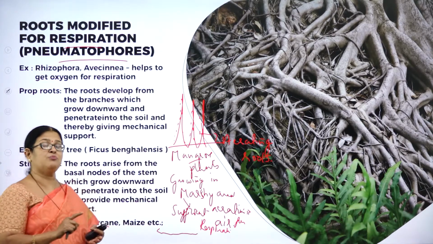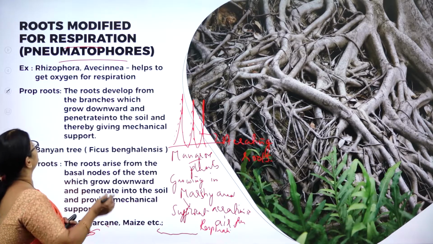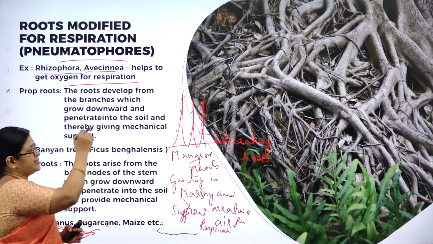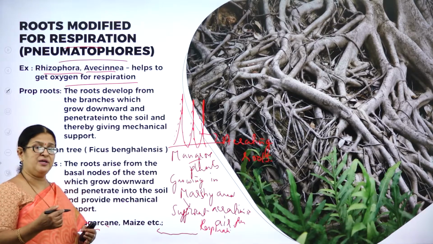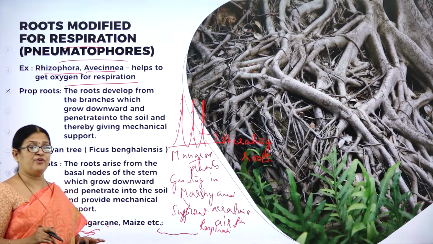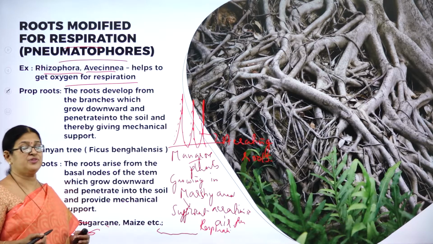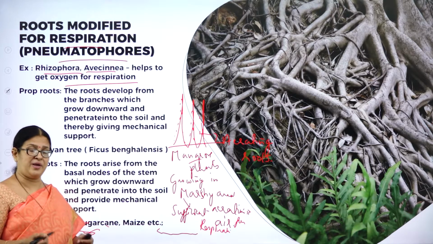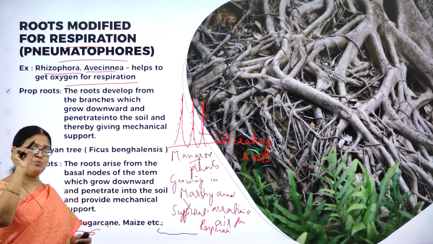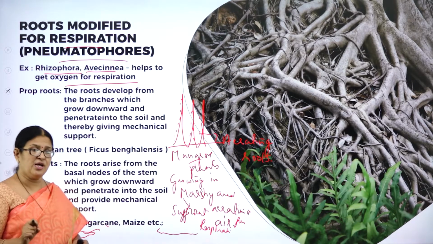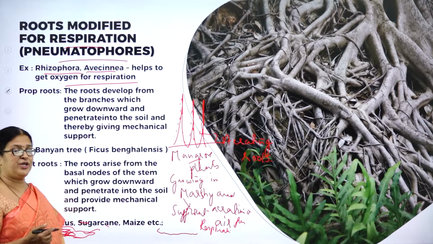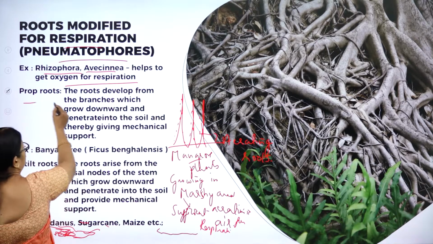So what are the roots that are modified for respiration? Namely those of Avicennia and Rhizophora. As I said, the whole soil surface is marshy and devoid of oxygen. So in order to get oxygen, which is a very important requirement for plants for respiration, the roots start growing above the soil and they have small pores which absorb atmospheric oxygen. Such roots are called aerating roots, or they are also called as what? Pneumatophores.